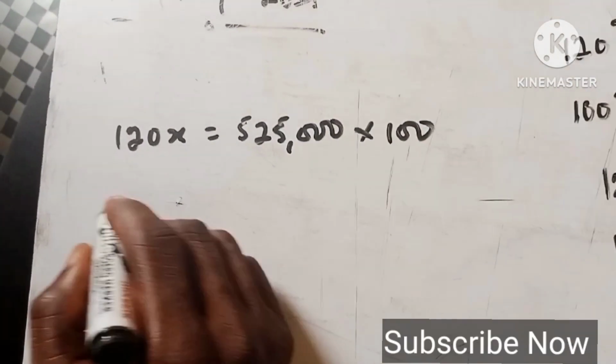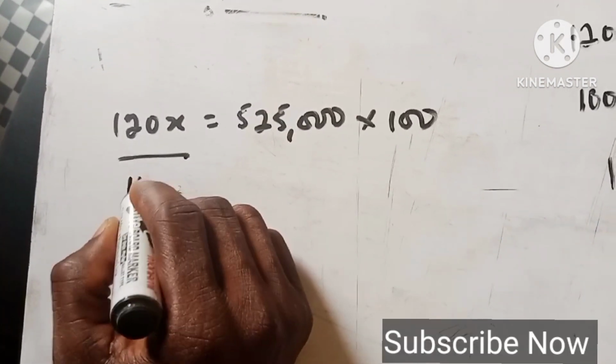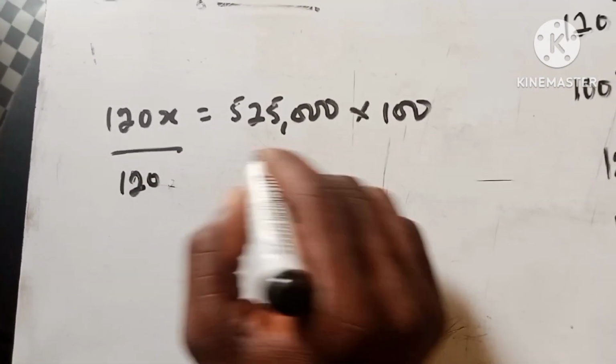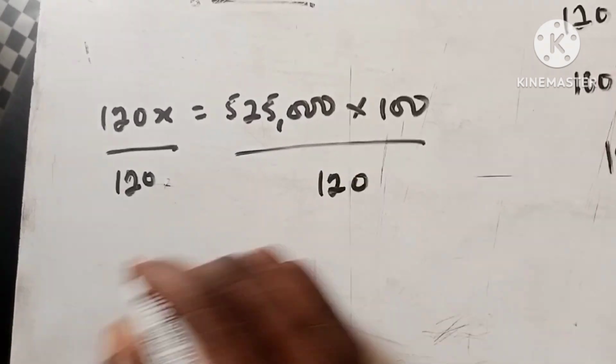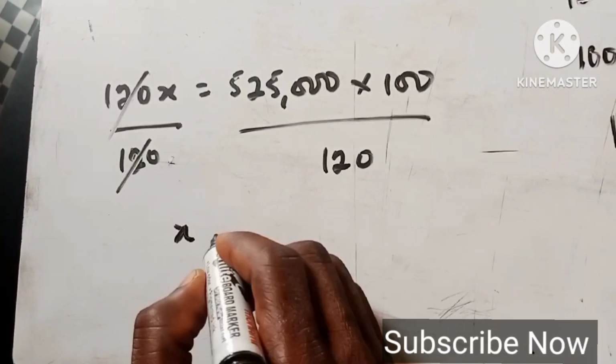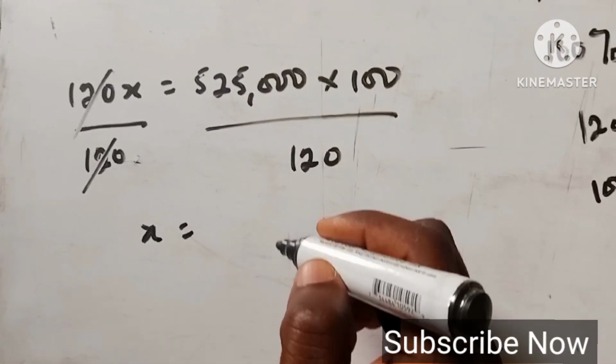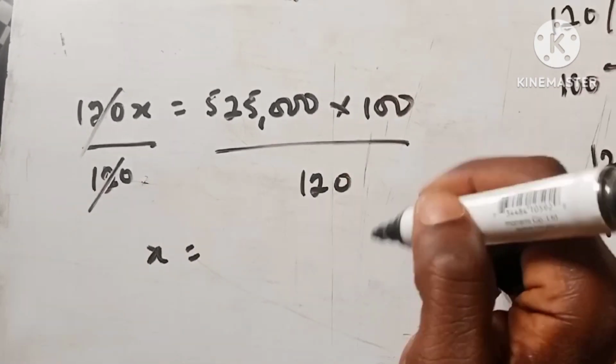What are we looking for? We just want to determine the value of x. So you have to divide both sides by 120. This one cancels out, so you have x equal to... pause the video and do the calculation along. Is that okay?